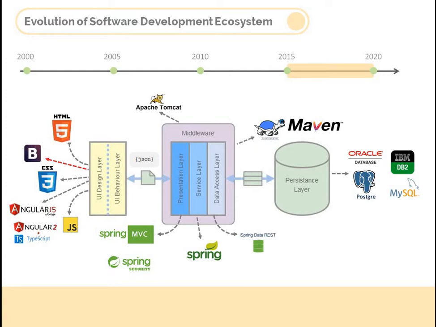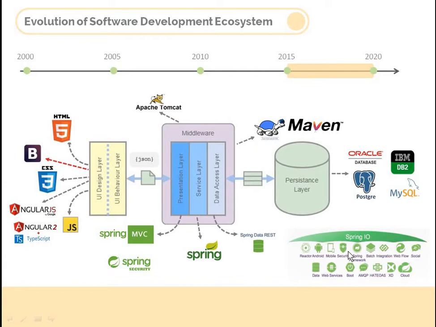Now you can see the entire application layer, or the middle layer, is totally ruled by Spring based technology: Spring MVC, Spring Security, Spring IOC, Spring Data. This allows me to introduce the complete list of modules under the Spring suite. You can see here at the bottom right that there are a lot of modules under the Spring suite. We have Reactor, Android, Mobile, Security, Spring Framework, Batch, Integration, Webflow, Social, Cloud, XD, AMQP. We have Roo, Web Services, Data.